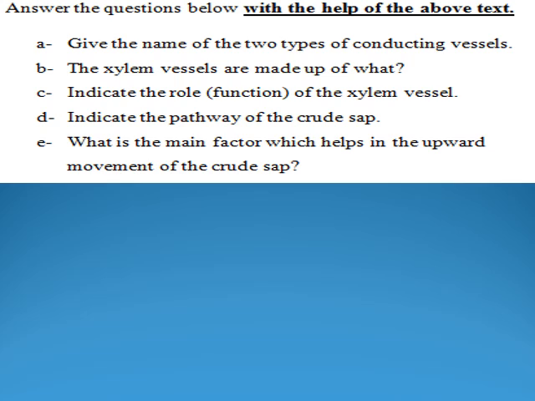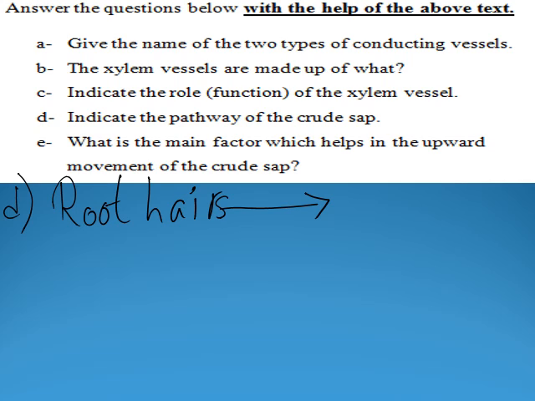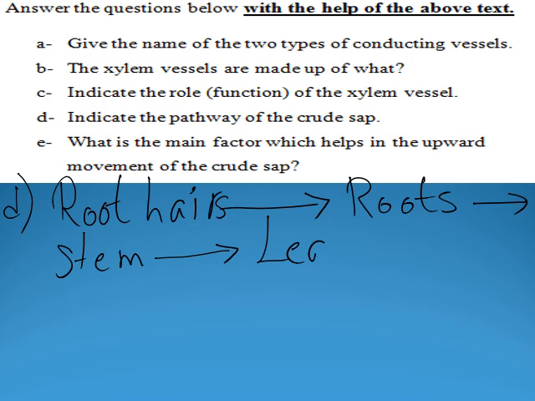Moving to part D, indicate the pathway of the crude sap. Yes, Linda. Pathway of the crude sap. First, from the root hairs. Try to use arrows whenever you are solving a pathway. Okay? Try to use arrows. Root hairs, then to the roots. After this, they go to the stem, and then to the leaves. So the main pathway is from root hairs to the root, then to the stem and eventually to the leaves.